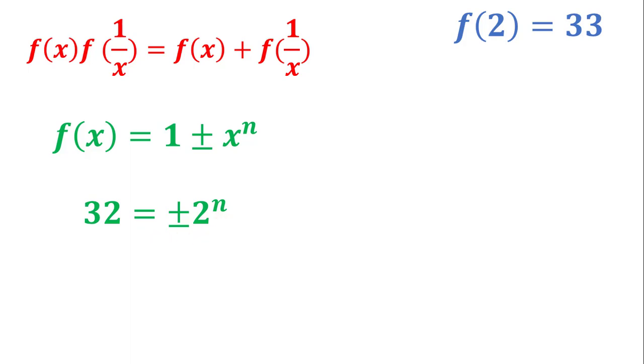We have two equations, and 32 equals 2 to the power n. As you know, 32 equals 2 to the power 5, and n is going to be 5. The other equation has no solution, and the only value of n is 5. So we're going to get f of x equals 1 plus x to the power 5.